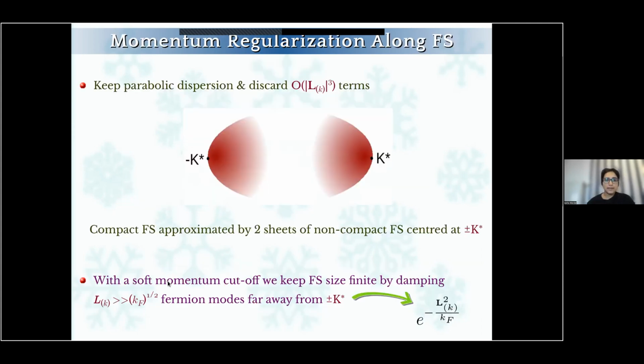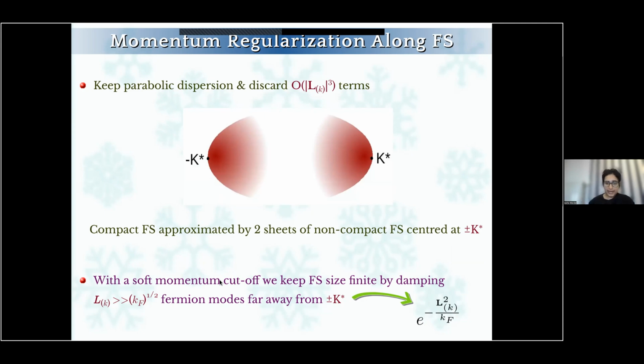Now, basically, we have made the fermionic dispersion parabolic because we have just kept up to the terms Lk square and discarded the higher order terms. But physically, of course, the Fermi surface is compact. It's not a parabolic one. So we have approximated the compact Fermi surface by two sheets of non-compact Fermi surface centered at plus minus k star. So while doing the momentum integrals, we must be careful of this fact.